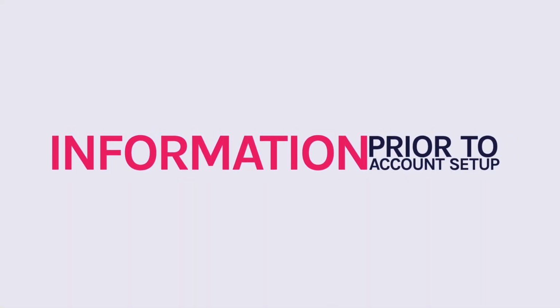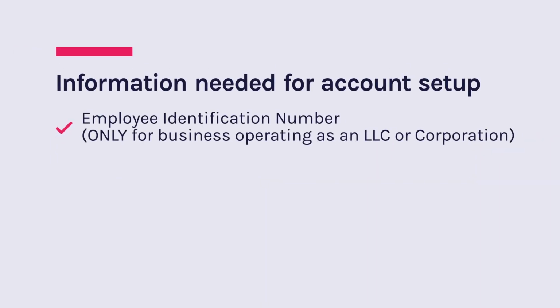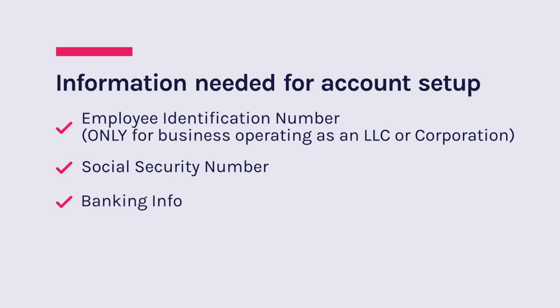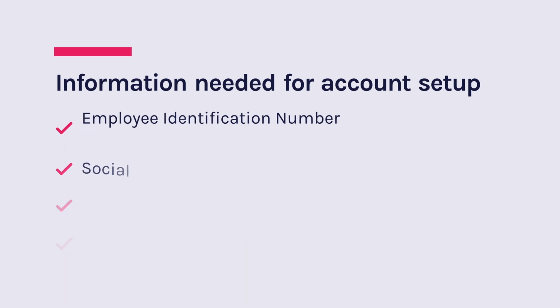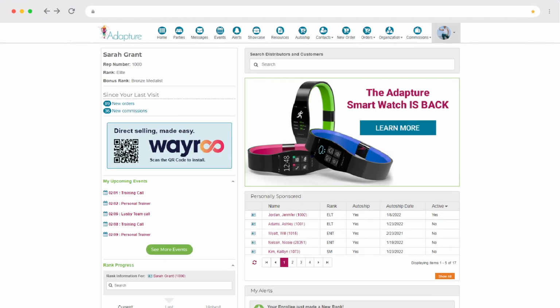Before we begin, let's go over some information you will need prior to your account setup. If you operate your business as an LLC or corporation, your employer identification number, social security number, banking information, routing and account number, a payment method for your account setup fee of $7.50. Once you have this information ready, we can begin your Wayroo sign-up.